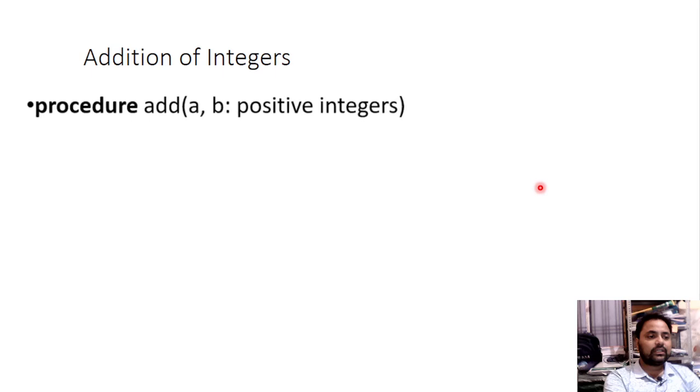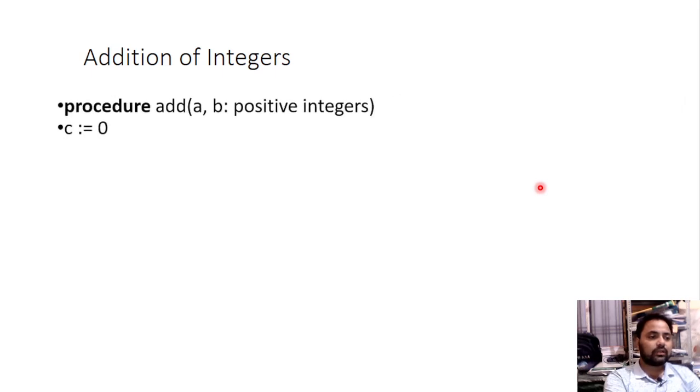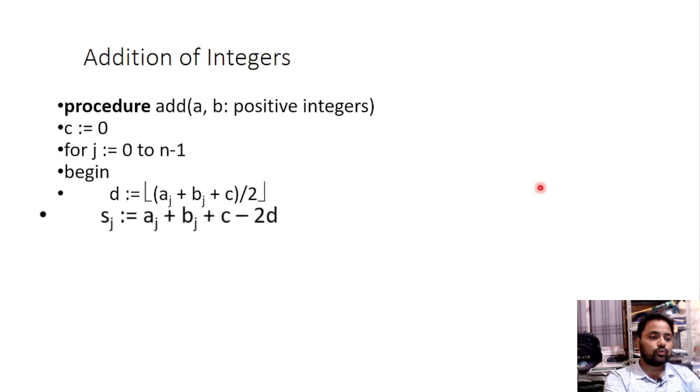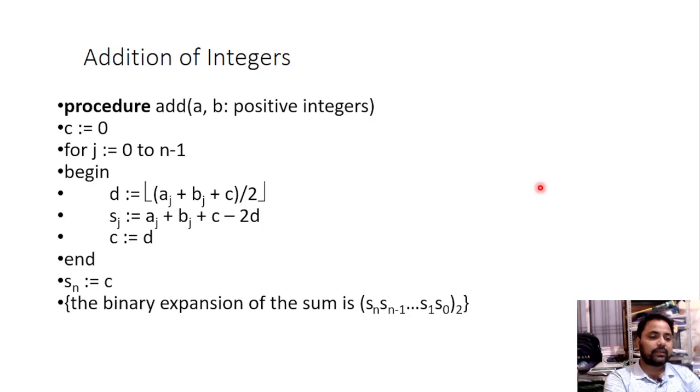Now for the addition of integers procedure: add a, b positive integers, c = 0, for j = 0 to n − 1 begin. d is the integral part of (aj + bj + c) divided by 2, sj is aj + bj + c − 2d, c is d, and sn is equal to c. The binary expansion of the sum is sn−1 up to s1 s0 to the base 2.